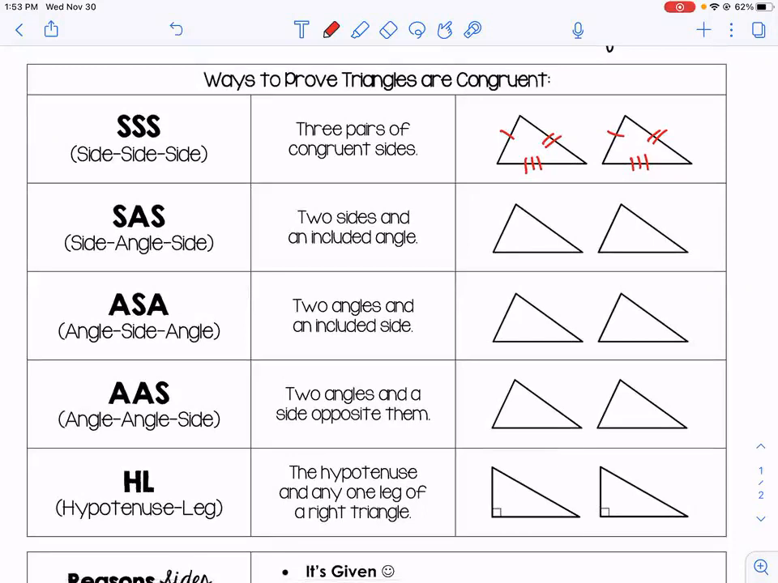Side angle side. We have 2 pairs of congruent sides and a pair of congruent angles in between our 2 sides. There is no SSA. Yes. So is that why, like in SAS, the A is in the middle? It is.